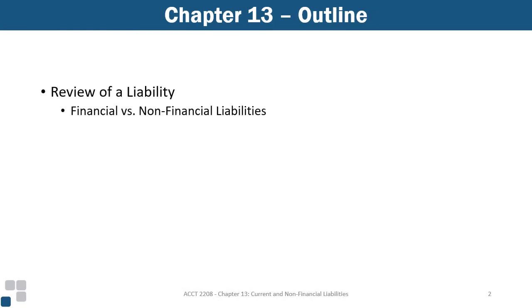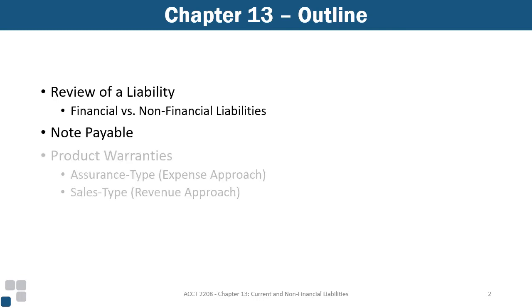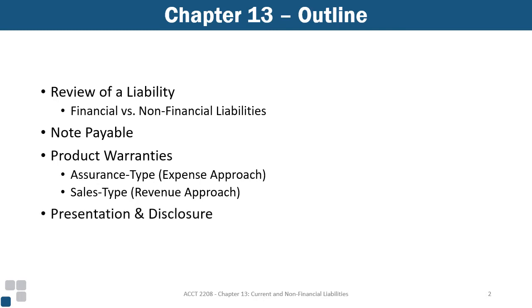So in this video, we'll briefly review what a liability is and discuss the difference between financial and non-financial liabilities. We'll look at notes payable, specifically interest and non-interest bearing notes. We'll look at the major concept area, which will be completely new to you from your intro accounting, which is product warranties. So we'll look at assurance type or expense warranties and sales type or revenue warranties, which are also known as extended warranties. We'll look at some details around presentation and disclosure, briefly discuss contingent liabilities, and look at a couple of common ratios that you'll need to know.